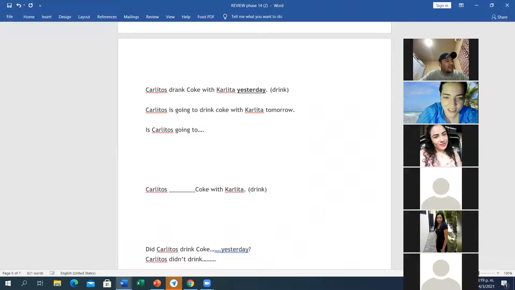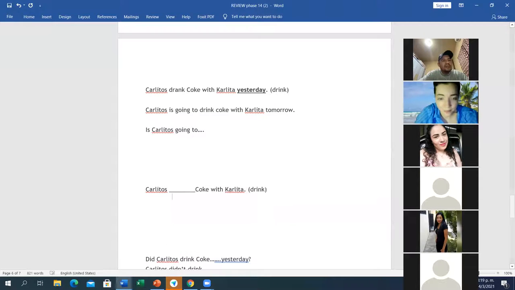¿cómo sería entonces el present progressive here? Carlitos is drinking coke with Carlita. Is drinking. Is drinking. Ahora, ¿cómo sería esta oración? Carlitos.